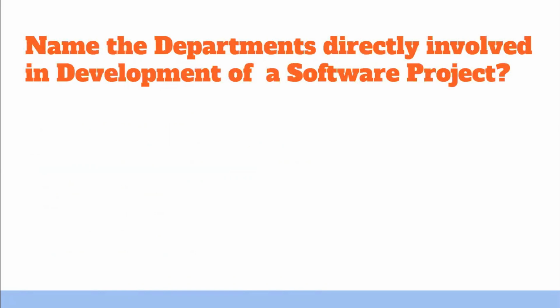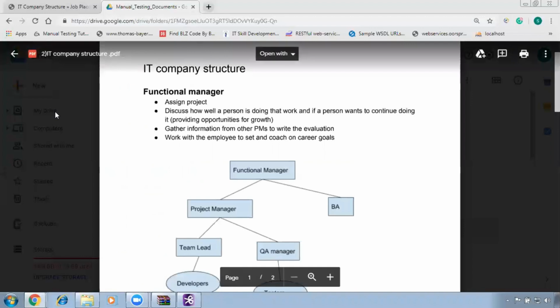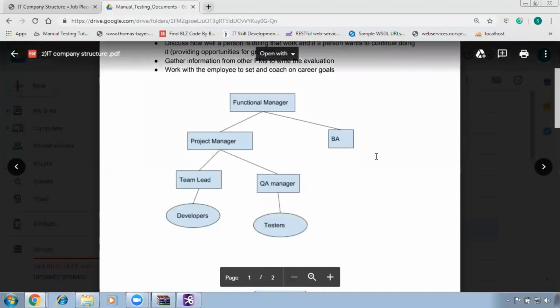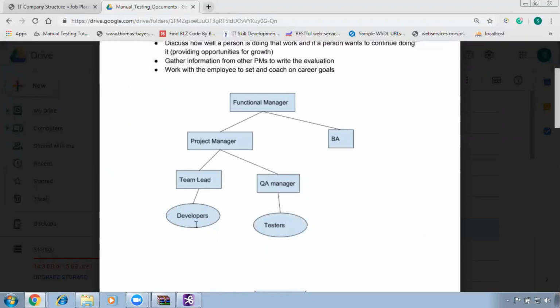Now, question number 2 is, name the departments directly involved in development of a software project. There are various departments which are involved, and the very first one is a project manager, a business analyst, a team lead, developer, QA manager, and a tester. All these are involved in project development.